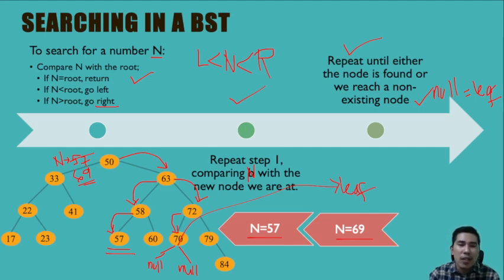But in terms of searching for a node in a binary search tree, you don't have to visit all the nodes, because you compare each node, and once it is less than, you go to the left. Once it is greater than, you go to the right. So if it's less than, you go to the left. If it's greater than, you go to the right. Meaning to say, not all the nodes are visited.